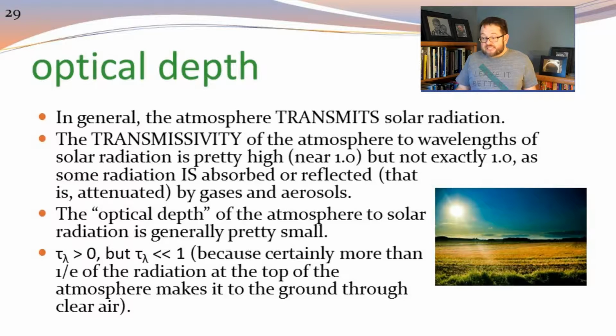A little bit. Some is absorbed by aerosols and some gases and so on. So the optical depth of the atmosphere for those wavelengths, tau lambda, is greater than 0. The atmosphere doesn't completely transmit this radiation, but it's much, much less than 1. Certainly, under clear conditions, without a lot of pollution, the vast majority of shortwave radiation that is not ultraviolet, that is incident upon the top of the atmosphere, does make it all the way to the surface of the Earth.